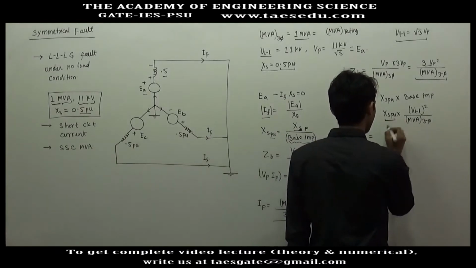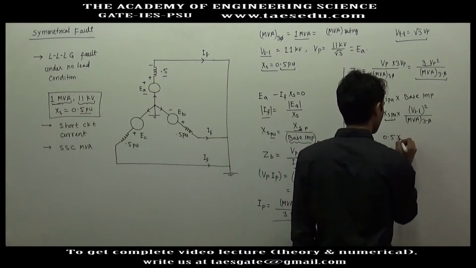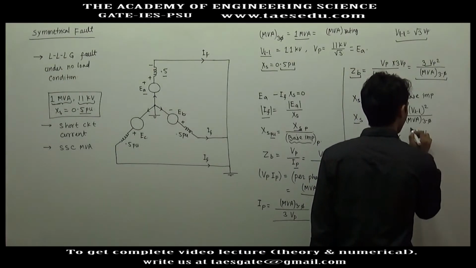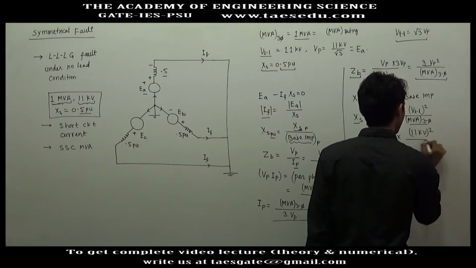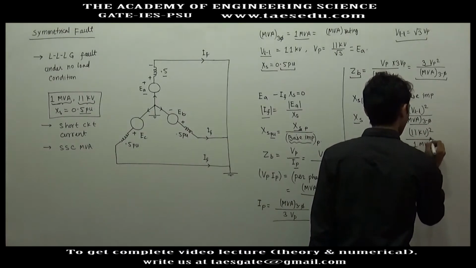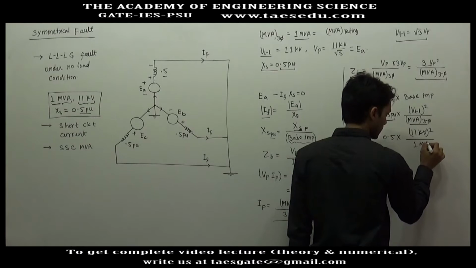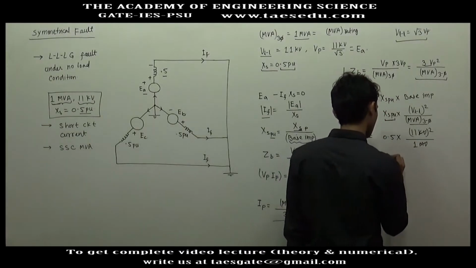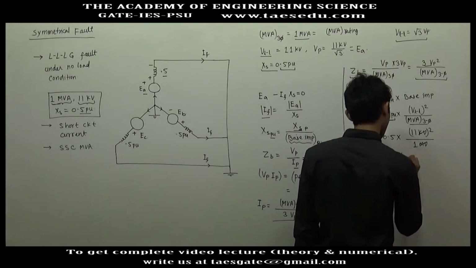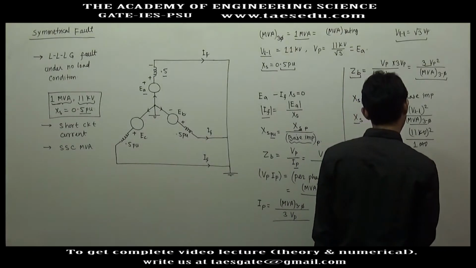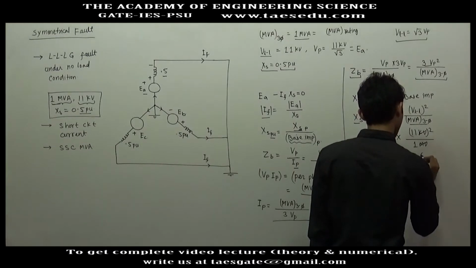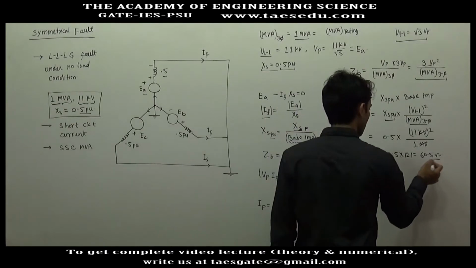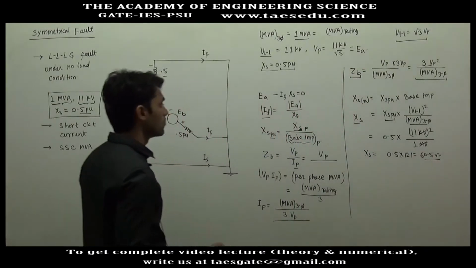So let us calculate it. This is 0.5, VLL is 11 kV square, and the 3 phase MVA rating is 1 MVA. So kilovolt square will cancel with mega, and we will have 0.5 into 121. This will be 60.5 ohm. So now you have the ohmic value of per phase reactance.